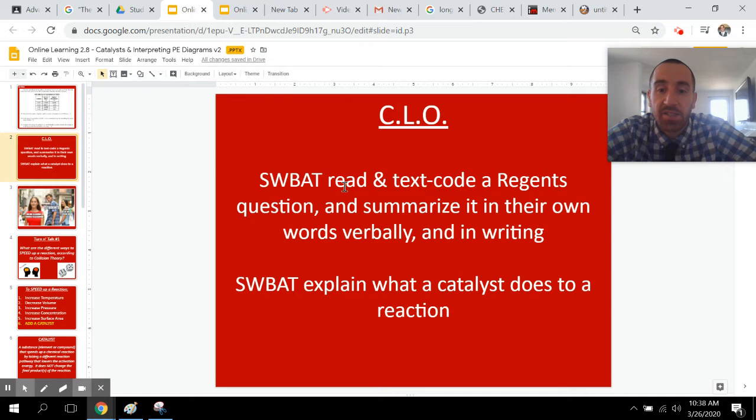Our objective today is to read and text code a Regents question and summarize it in your own words, verbally and in writing. That's the language objective. The actual content that you need to know is you're going to explain what a catalyst does to a reaction. We talked about a catalyst earlier in the collision theory lesson, but we really didn't talk in too much detail as to what it does. We're going to talk a little bit more about that today, and then we'll answer some Regents questions, and then we're going to move on.